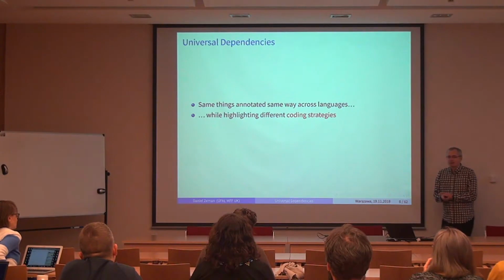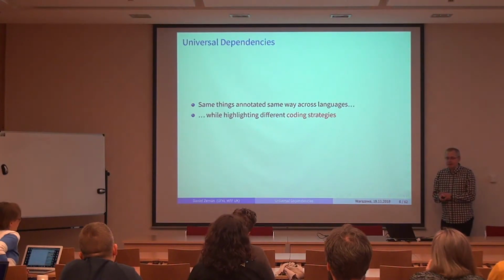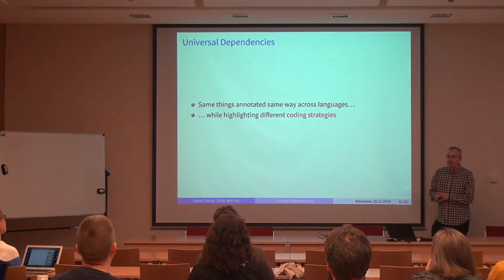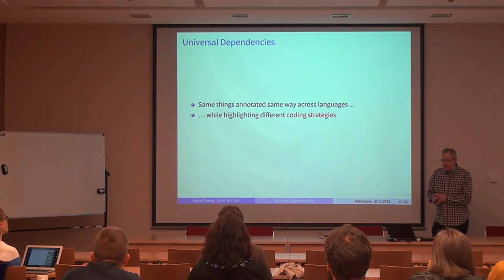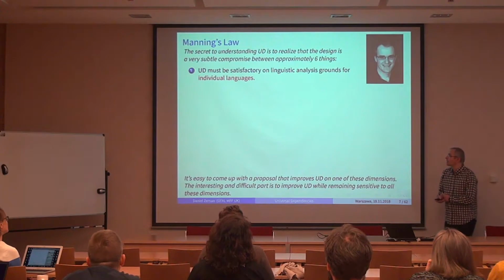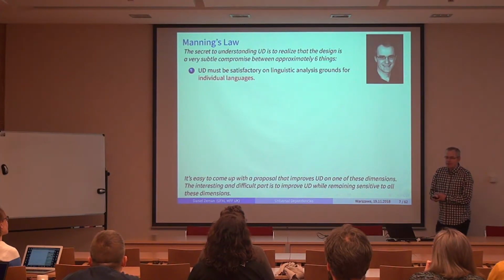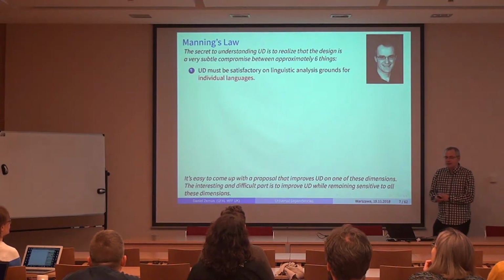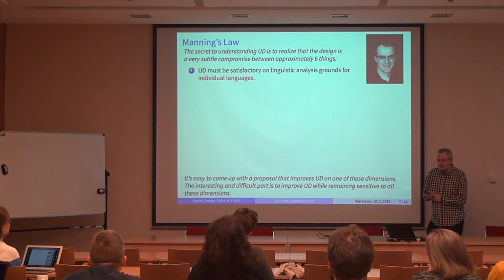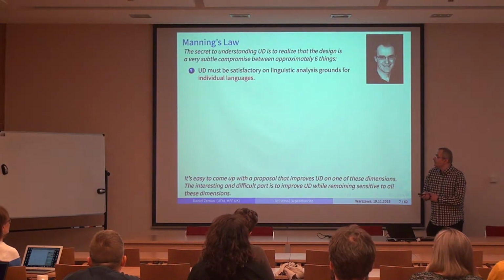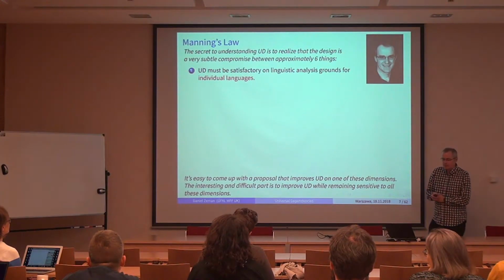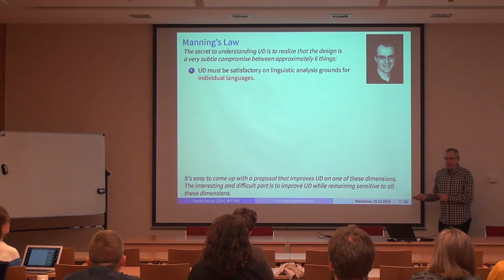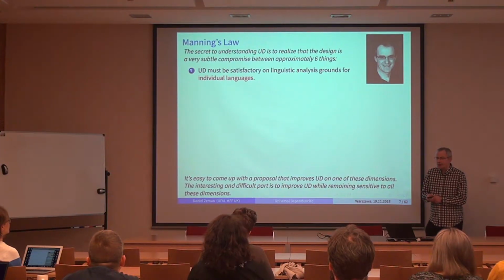And in fact, UD is a balance along multiple dimensions, not just these two. It has been first formulated by Chris Manning from Stanford University, and since then the rest of us usually refer to this as Manning's law. And it says that the secret to understanding UD is to realize that the design is a subtle compromise between approximately 6 things. One of them is that it must be satisfactory for linguistic analysis for individual languages.